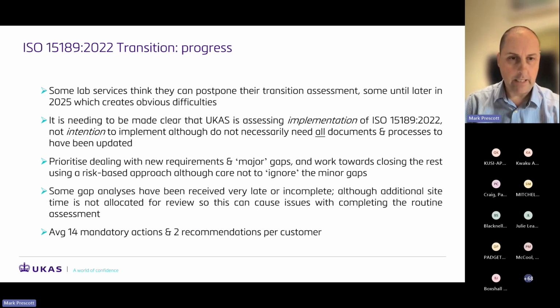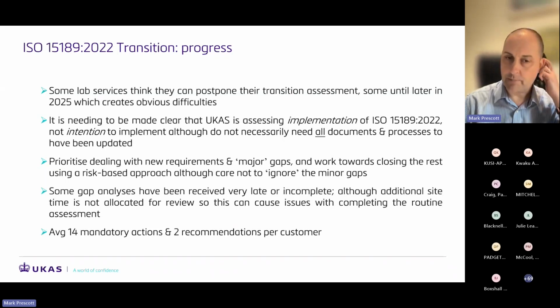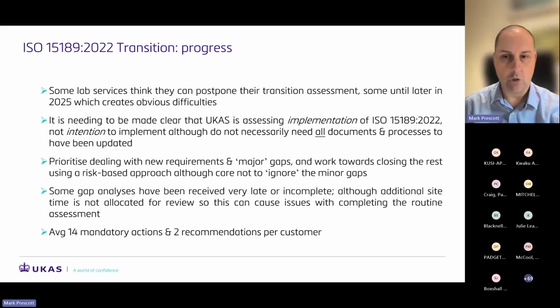So just looking at the non-conformities and things that we've seen so far, some figures are showing that there's an average of 14 mandatory actions and 2 recommendations per customer. So that's per assessment, so that's spread over them all. Obviously, some will have more than that and some will have less than that.